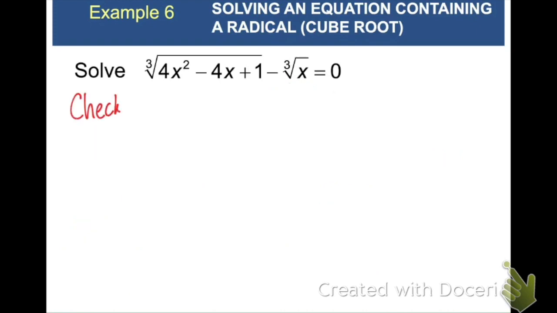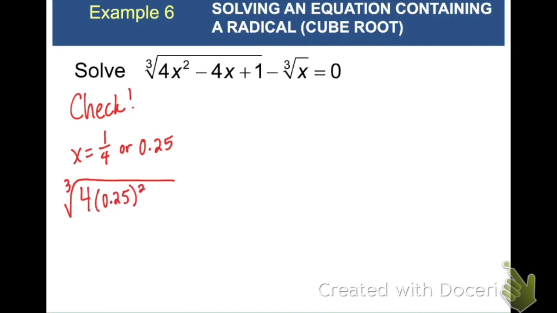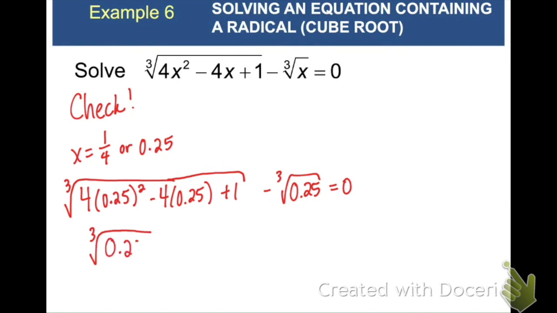Again, we're going to check our answers here. So first I'm going to plug in 1/4 or 0.25 into the equation. I chose to do it in decimal form just to make it easier for me in the calculator. And I'm just going to simplify the inside of that first radical, and I get 0.25. So this is a true statement.